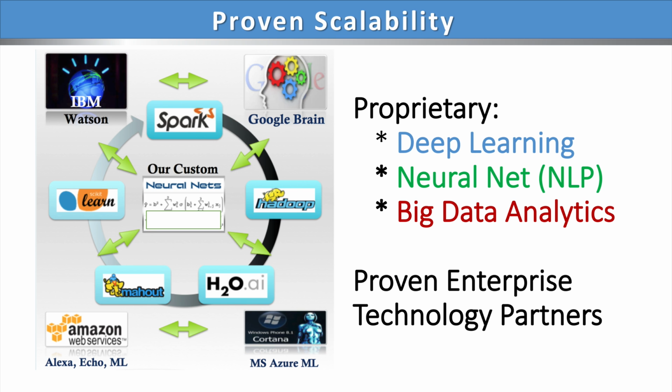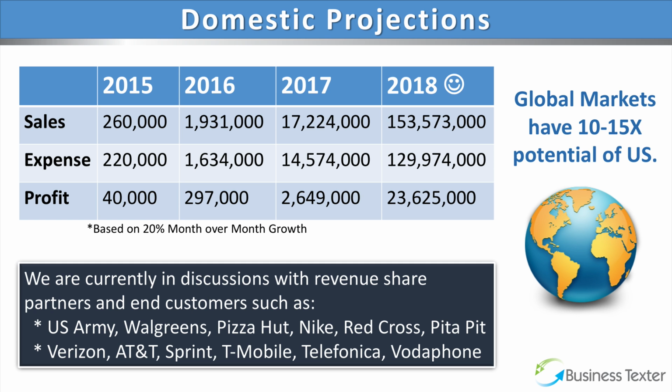Applying big data analytics to all the interactions our business users are having with their customers, we've built a deep learning neural net. We've based it on proven technology from enterprise partners such as IBM Watson, Google, Amazon, and Microsoft. BT will do over $400,000 as working on revenue share partners such as Pizza Hut, Nike, Red Cross, and the U.S. Army. Our expansion globally will grow from 7 countries to many in 2016.